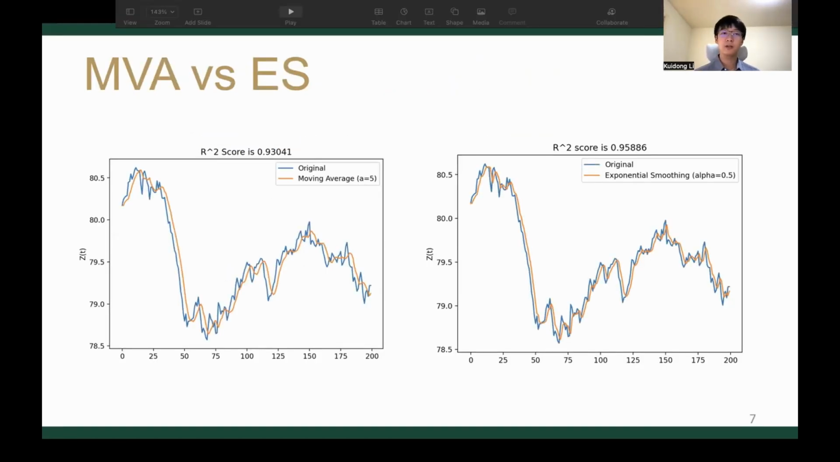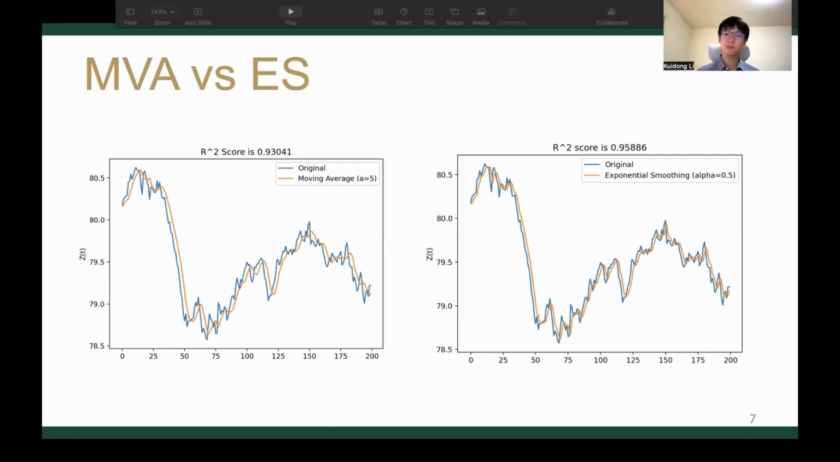In order to see the advantages of exponential smoothing, I plotted out two graphs here. The exponential smoothing on the right is rather a traditional one. It's not looking at an interval. It's looking at all the data in the past.